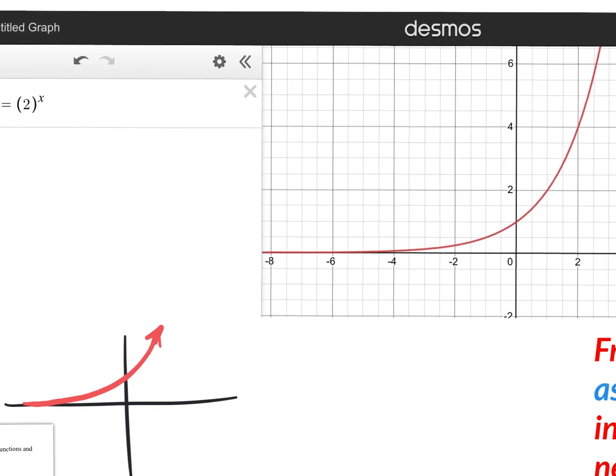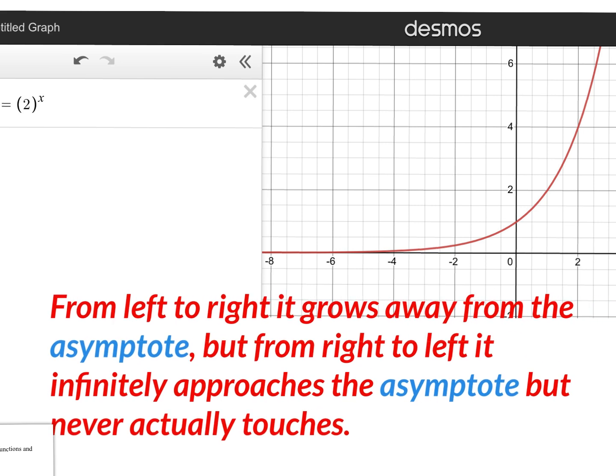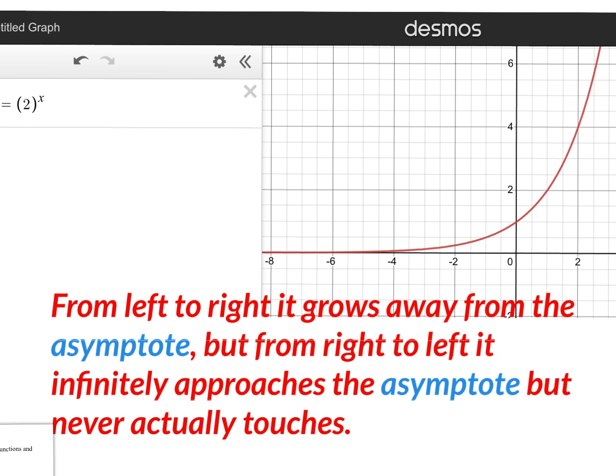Let me get this out of the way since we actually have it graphed right there. Y equals 2 to the x. What happens is from left to right, it grows away from the asymptote. Okay. In this case, the asymptote is the horizontal line y equals 0. Okay. So from left to right, it grows away from the asymptote.